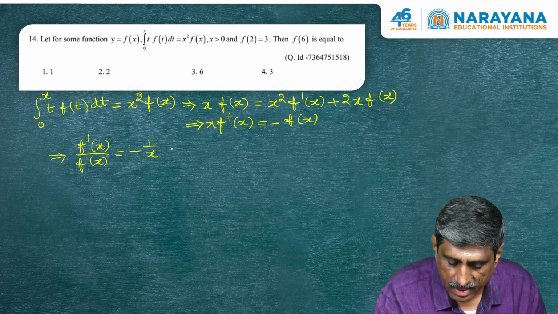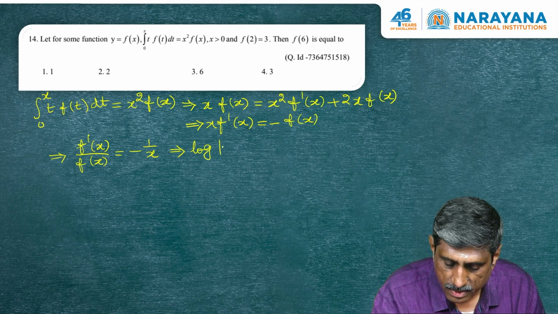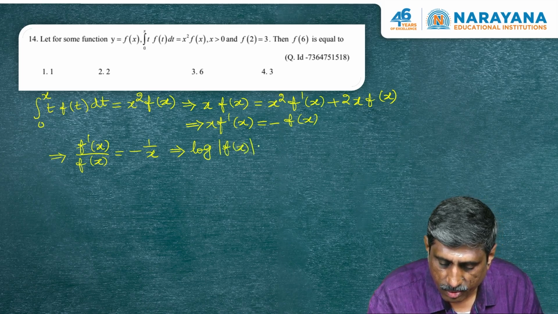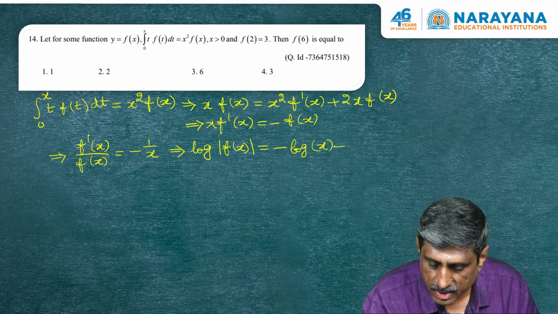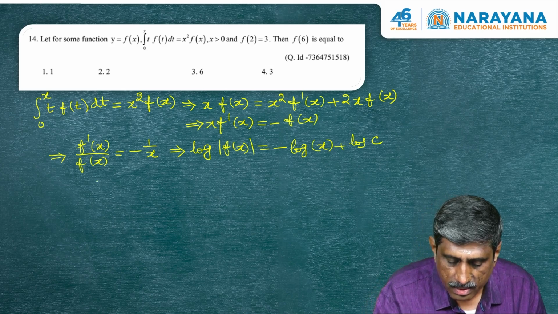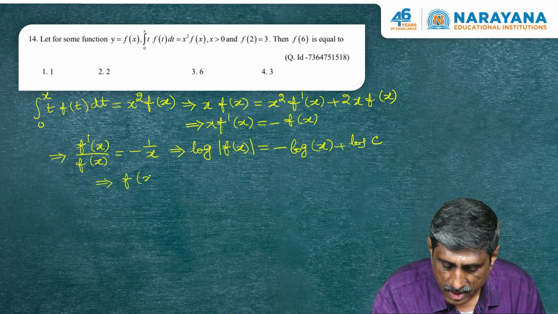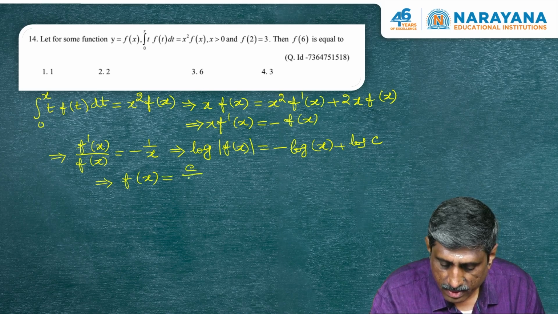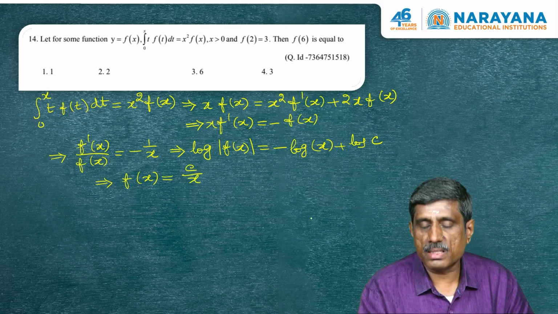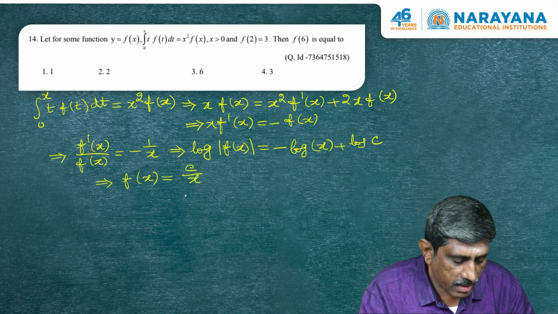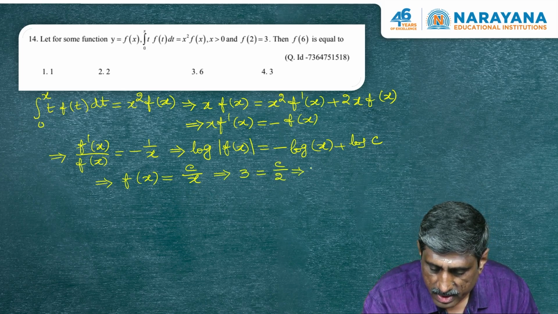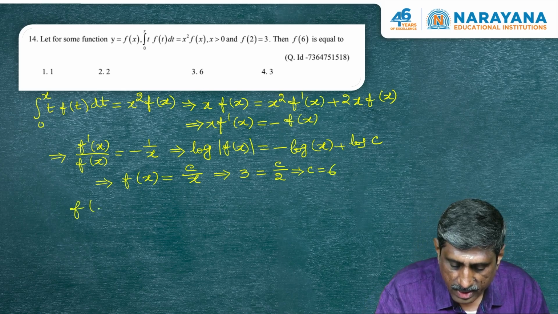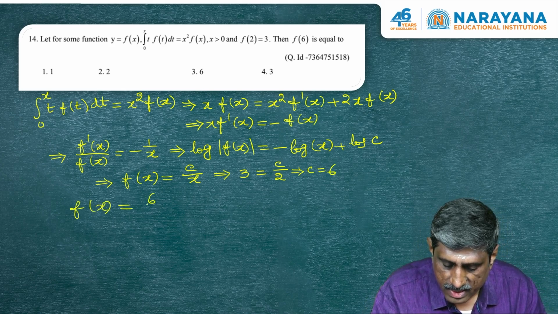When you integrate this directly, this is log mod f of x is equal to minus of log x plus, let us say, log c, and that implies f of x is equal to c by x. It is log c minus log x, c by x. And given that f of 2 is equal to 3, therefore, we are getting 3 is equal to c divided by 2. Therefore, c is equal to 6. Therefore, the given function f of x becomes 6 divided by x.